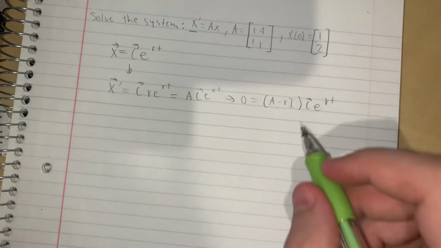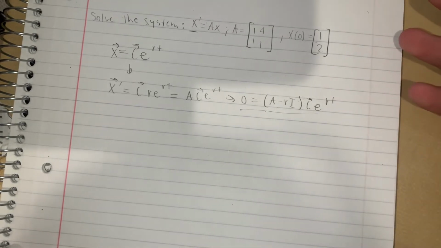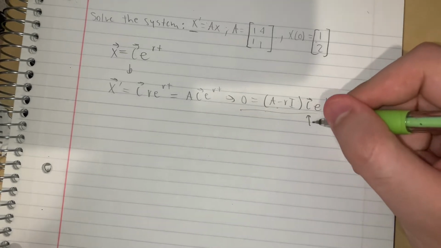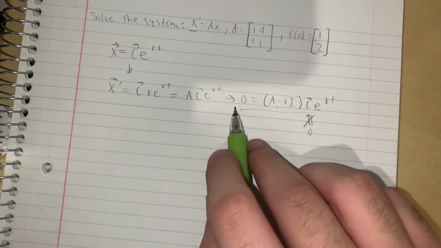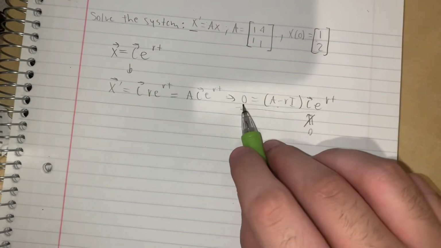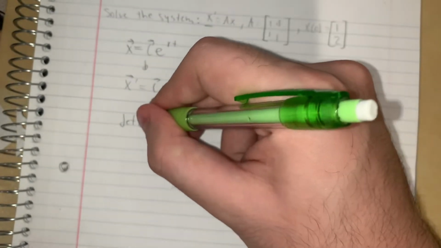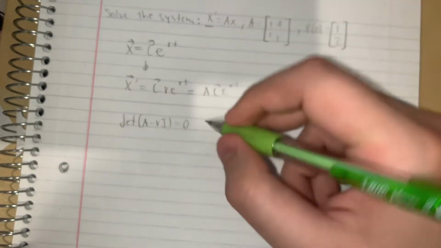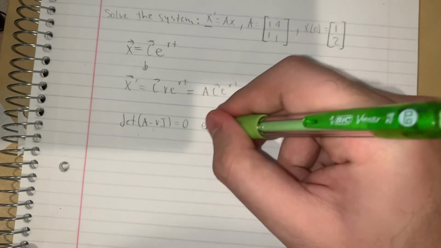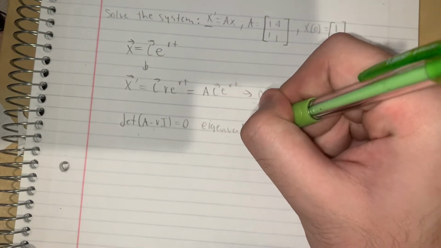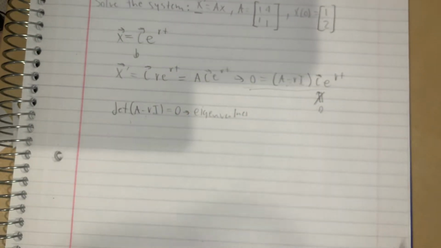Because of this, in order to get a solution in this format that's not the trivial solution, meaning c does not equal 0, we have to set this equal to 0. Because 0 is a value, we actually have to check the magnitude of this, found by the determinant. So the determinant of A minus rI is equal to 0. This is the equation we have to solve for r in order to find the eigenvalues of this system.